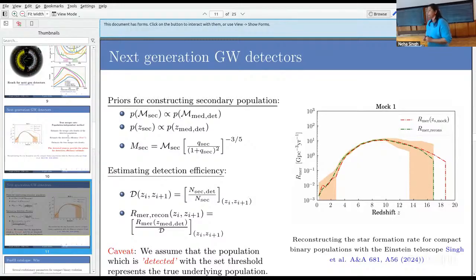These are the POP3 binaries that we did the estimation for. And this is a population independent algorithm. We also applied it to binary neutron stars, because in binary neutron stars, you only detect about 10% of the binaries. So you lose a major chunk, but we were still able to reconstruct the merger rate density.